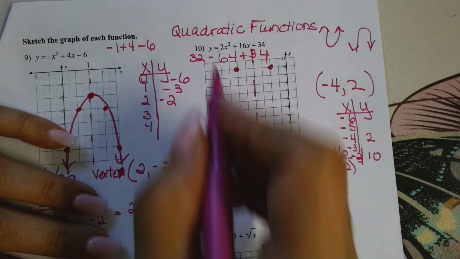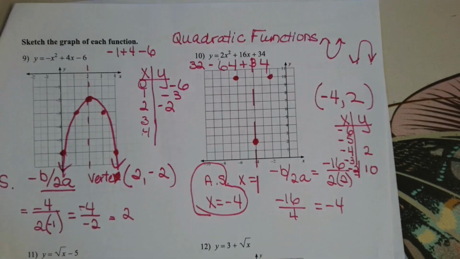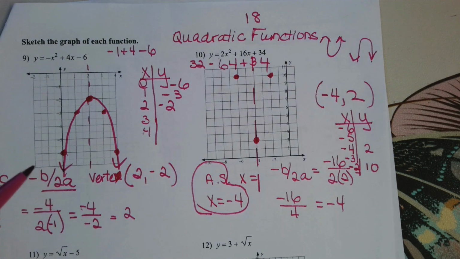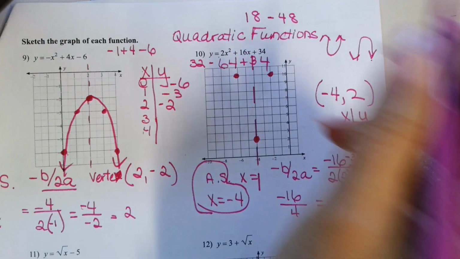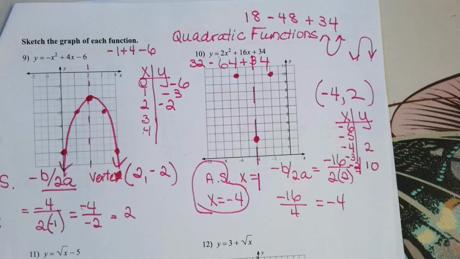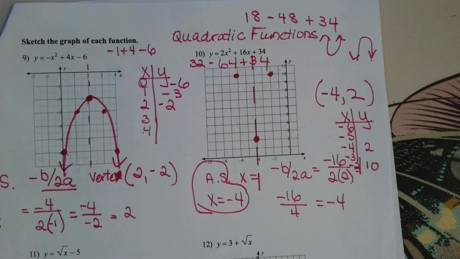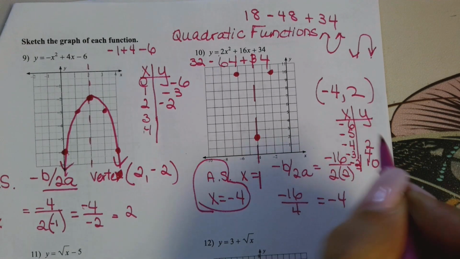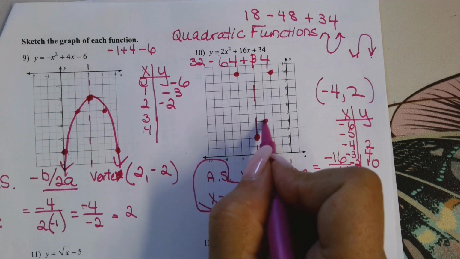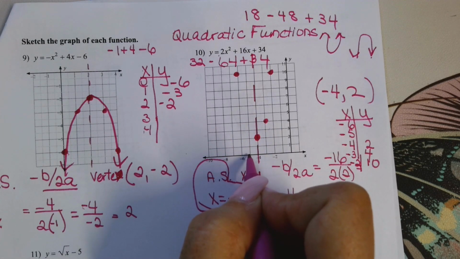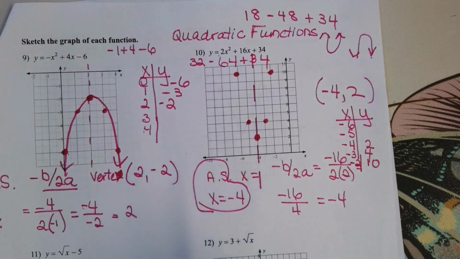Let's plug in a -3. So that's -3 squared, that's 9. 9 times 2 is 18. And so we have 18, and then 16 times -3, that's -48, and then plus 34. So we have 18 minus 48 plus 34 gives me 4. So at -3, we are at 4. And that tells me that at -5, we're also at 4.